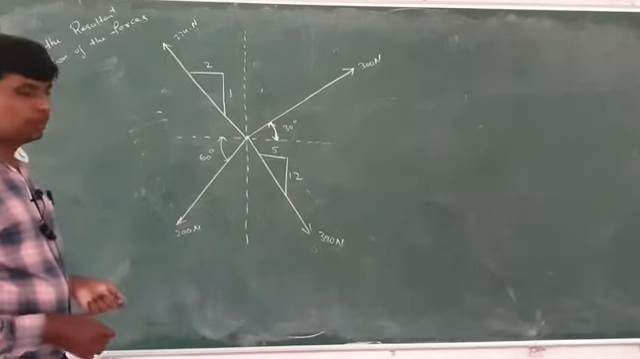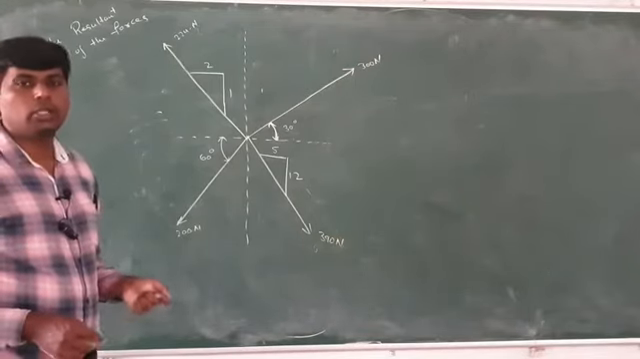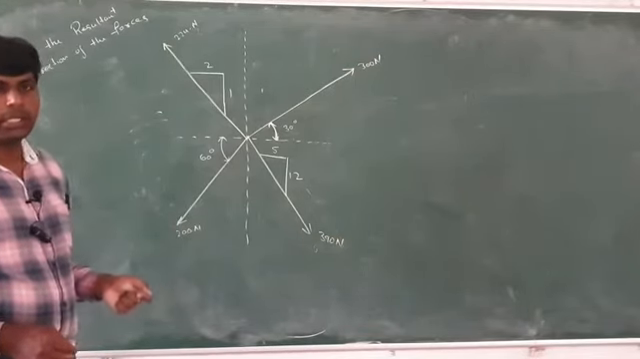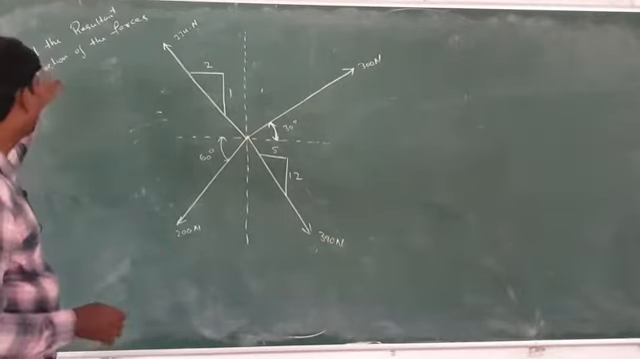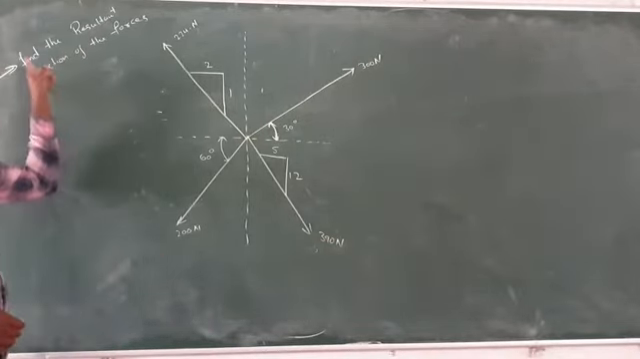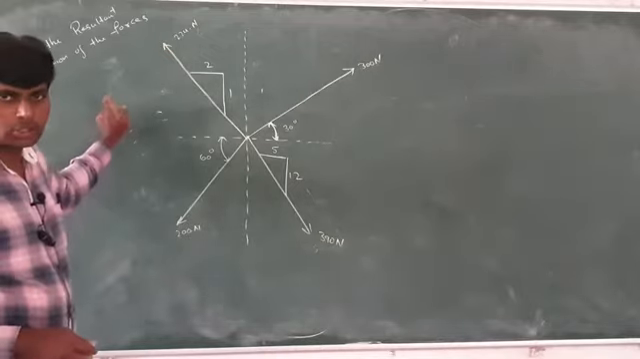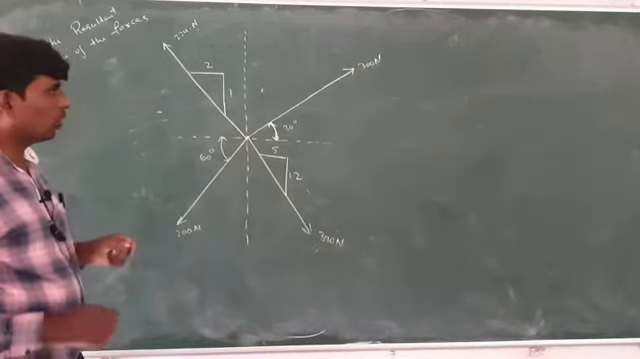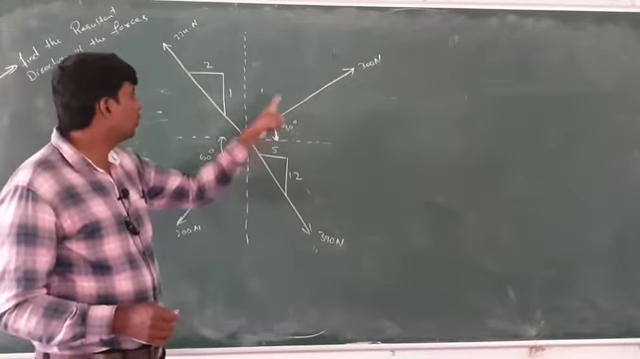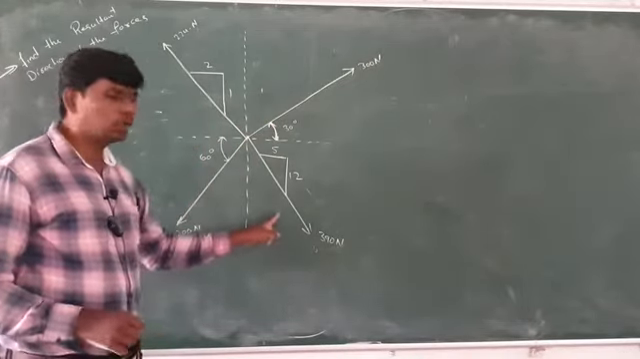Okay. The next problem is similar to that. If more than 3 forces are given, how to find the magnitude and direction. Here is a question: find the resultant and the direction of the forces. First you have to count how many forces there are. Force 1, force 2, force 3, force 4.